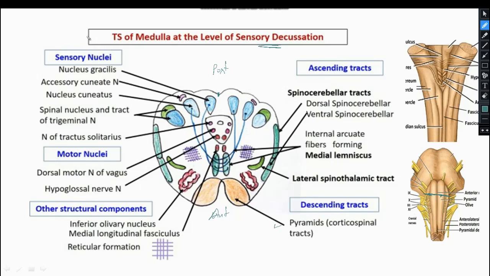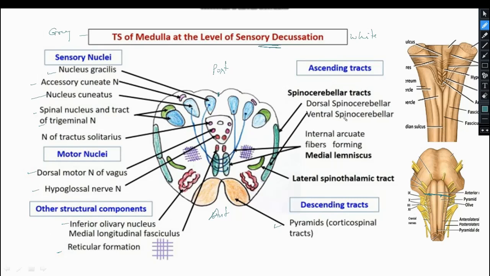Same here, we study the structures which are present in the gray matter and white matter. So all those structures where we see the nucleus is present, that nucleus gracilis, accessory nucleus of cuneatus, nucleus cuneatus, and this trigeminal nerve, the nerve and the nucleus, they all belong to this gray matter. Dorsal nucleus of vagus, hypoglossal nerve, this inferior olivary nucleus, they all belong to this reticular formation. This all belong to the gray matter.